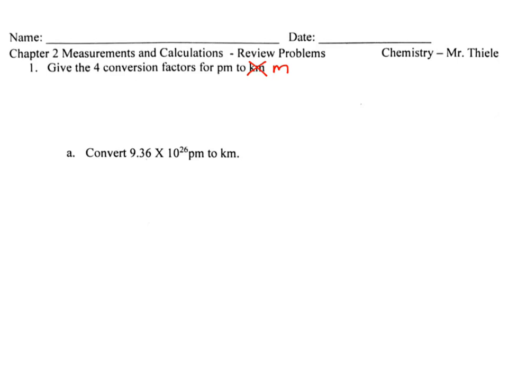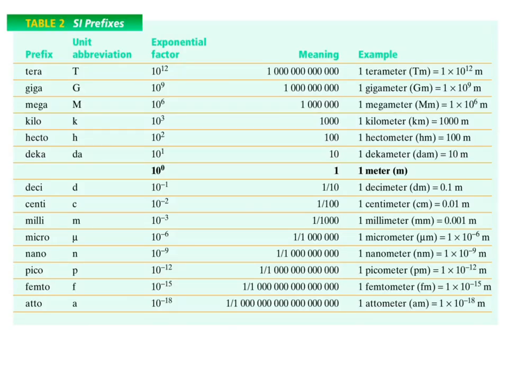We can do these two-step conversions once we get more comfortable with the one-step conversions. So the first thing we need to do is to give our 4 conversion factors for picometers to meters. To do this, we reference this table of SI prefixes, and we find the pico prefix, which is right down here. We see that it represents 10 to the negative 12th of whatever unit we are looking at. Also over here, 1 picometer is equal to 1 times 10 to the negative 12 meters, and that fits the example we're looking at right now. So we can use this information to form our 4 conversion factors.